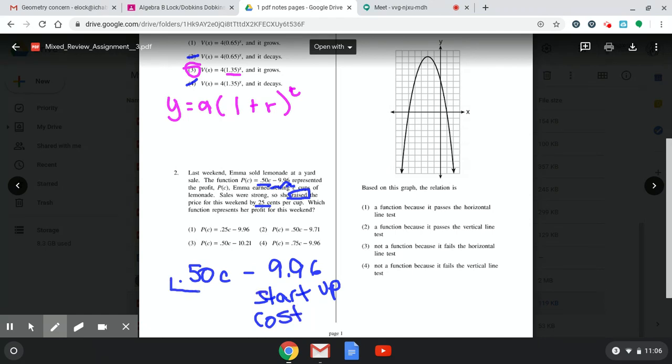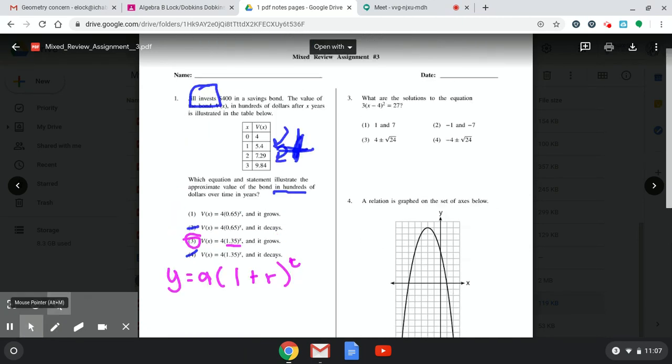Right. So it's this 0.50 that's going to increase by 25 cents per glass. So the best choice, our costs aren't changing, but the amount we're charging per cup is going to go up. So that's the slope essentially in this formula. So the best answer here was choice 4.